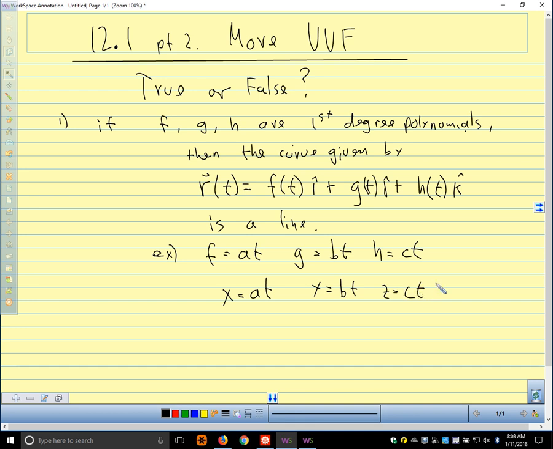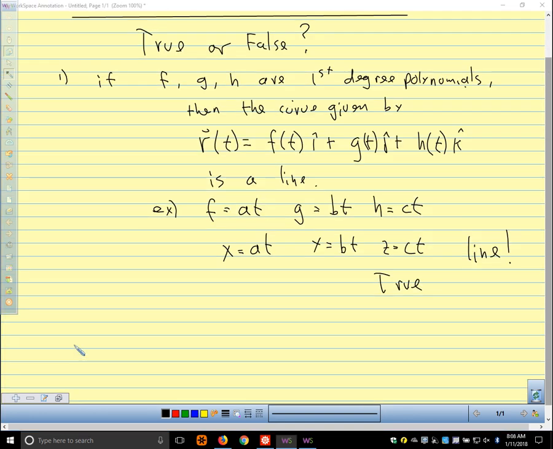Is that a set of parametric equations for a line? Yeah. That is. So this is true. So a line as a vector valued function is going to be a vector valued function with linear components. All right, let's go the other way now. Let's think about the converse.